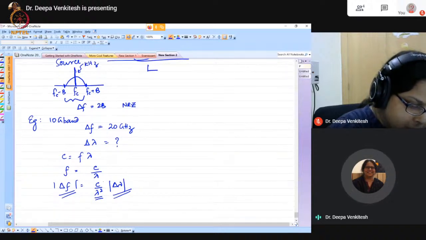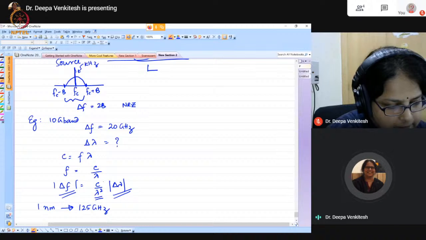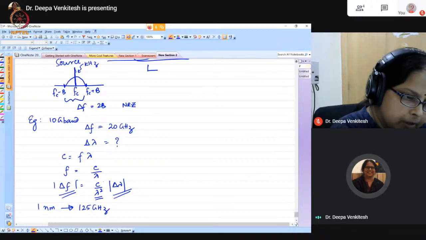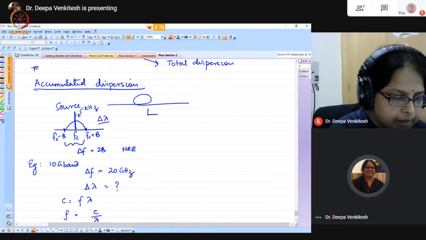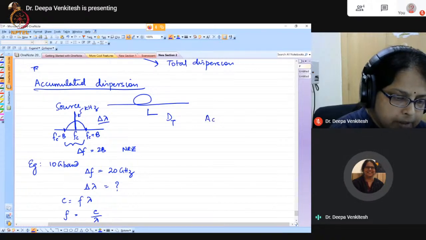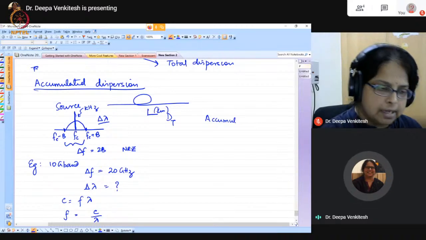Typically the order of magnitude is, it will turn out that 1 nanometer at 1550 would correspond to 125 gigahertz, right? So you can calculate what it is corresponding to 20 gigahertz. What I'm trying to say is that you know the delta lambda at the source, and you know the total dispersion. So what is the accumulated dispersion? Let's say L is in kilometers. One span is typically 80 kilometers, so L is, let's say, 80 kilometers.